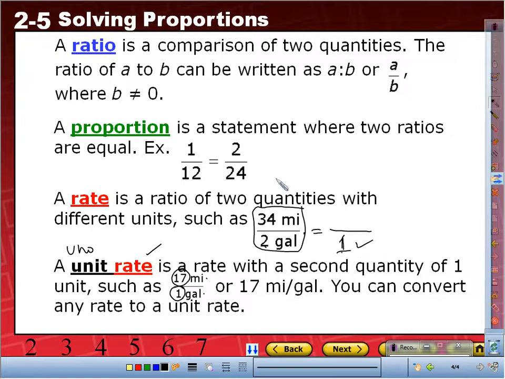So when I ask you to reduce to the unit rate, the denominator has to be a 1. Tell your neighbor what I just said.